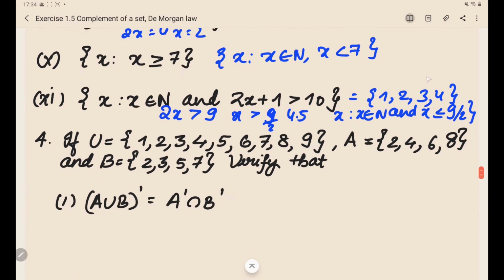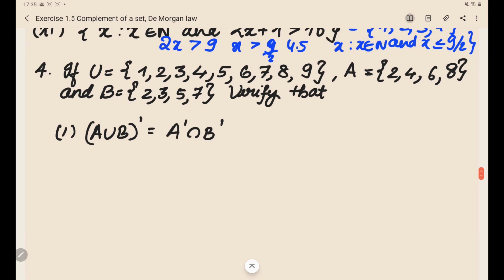Now let's discuss the fourth problem in this section. If U is equal to 1, 2, 3, 4, 5, 6, 7, 8, 9 and A is equal to 2, 4, 6, 8 and B is equal to 2, 3, 5, 7, verify that (A union B) complement is equal to A complement intersection B complement.